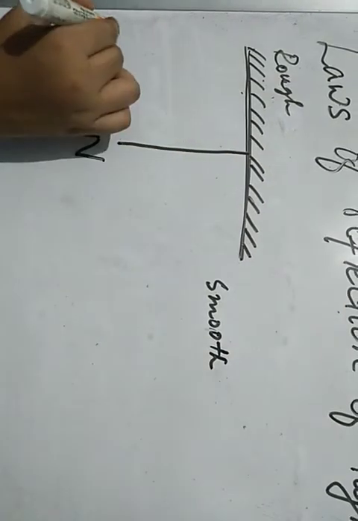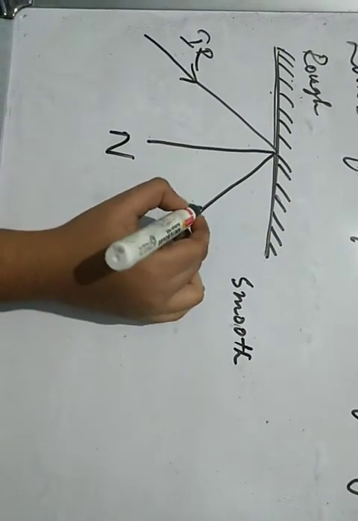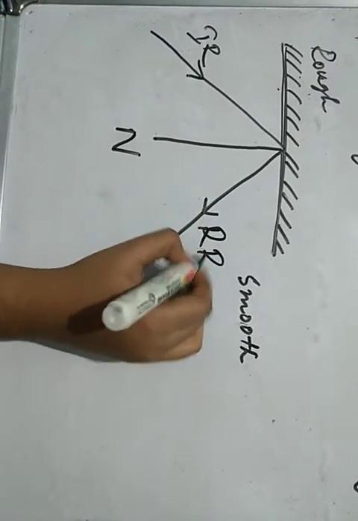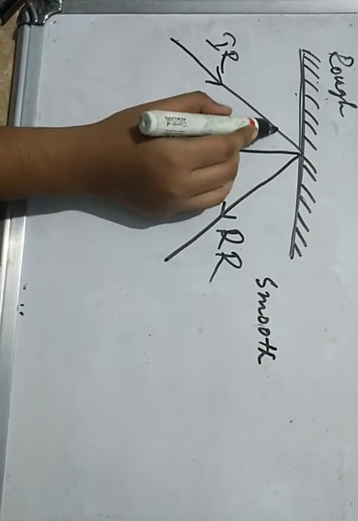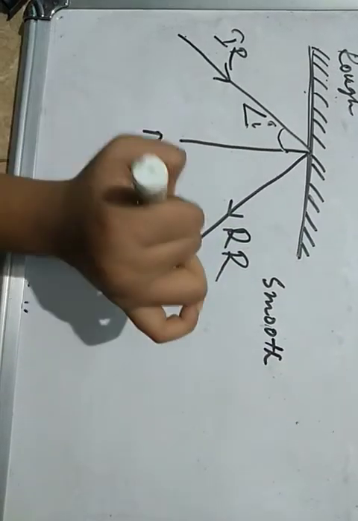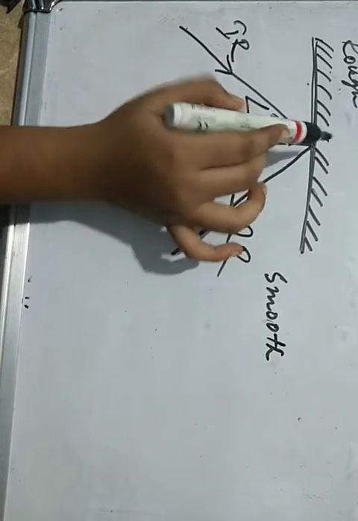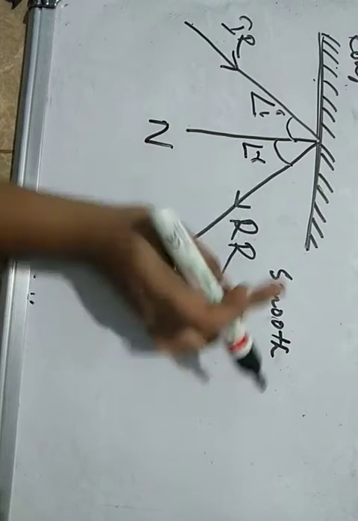Now this is my incident ray, and this one is my reflected ray. The angle formed between the incident ray and the normal at the point of incidence is the angle of incidence. The angle formed between the reflected ray and the normal at the point of incidence is known as the angle of reflection. This is the diagram. Now I will tell you the two laws of reflection of light.